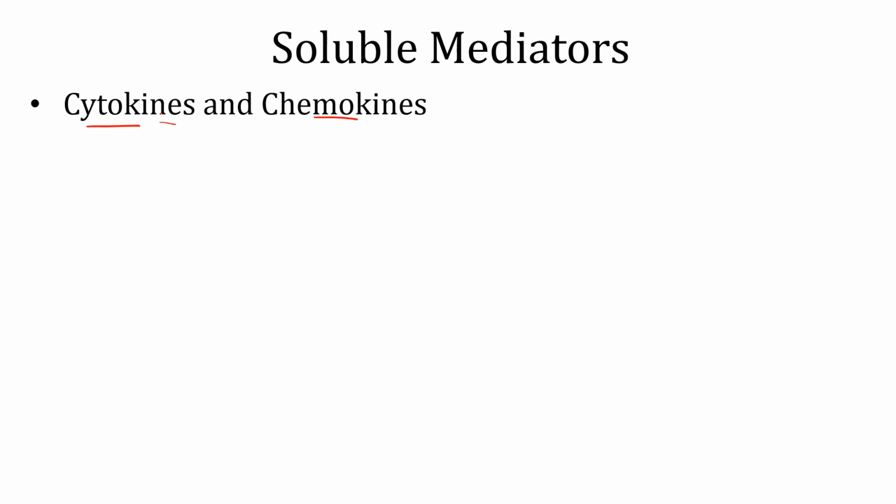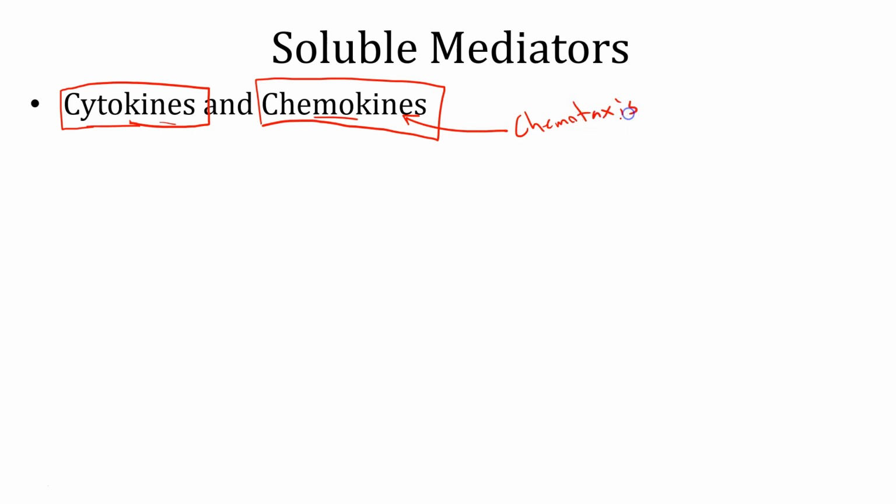So if a cell was trying to turn on another cell, or if a cell was trying to communicate to another cell that it was sick or it was infected, it would release a variety of these different chemicals. We call any chemical that's released by a cell to help mediate an immune response a cytokine. Chemokines are kind of the same idea, but they have the special emphasis that these are involved in chemotaxis. In other words, recruiting immune cells to a particular place in the body.